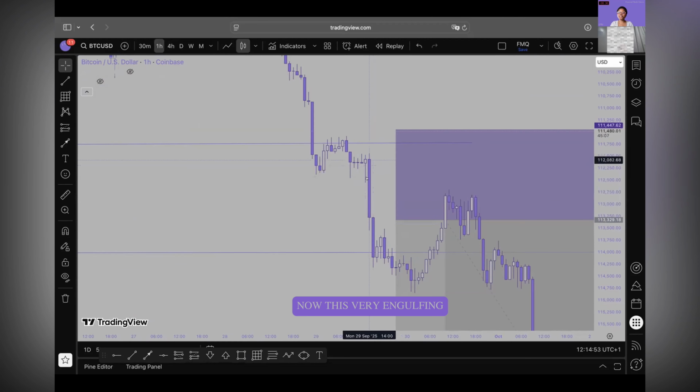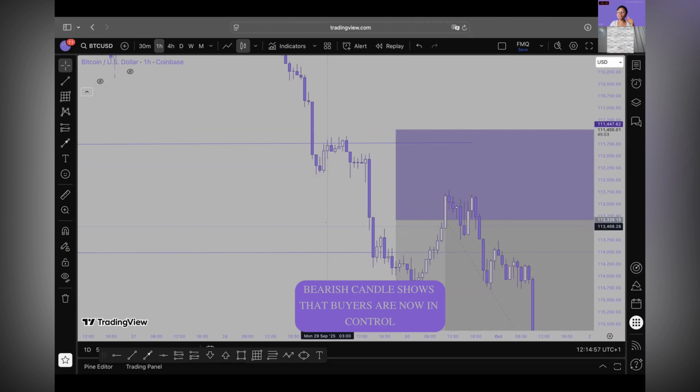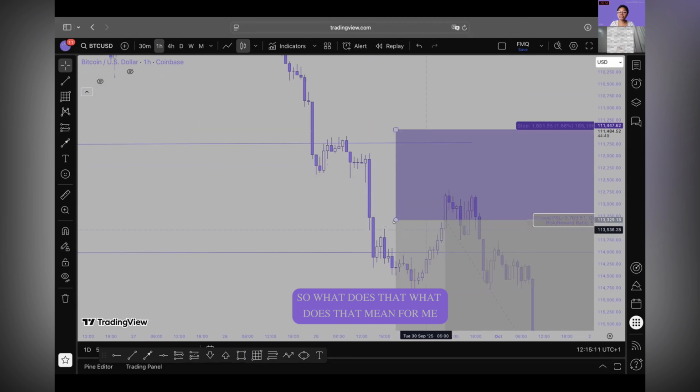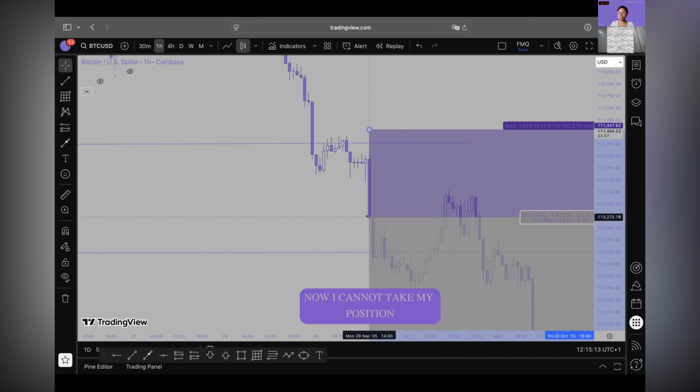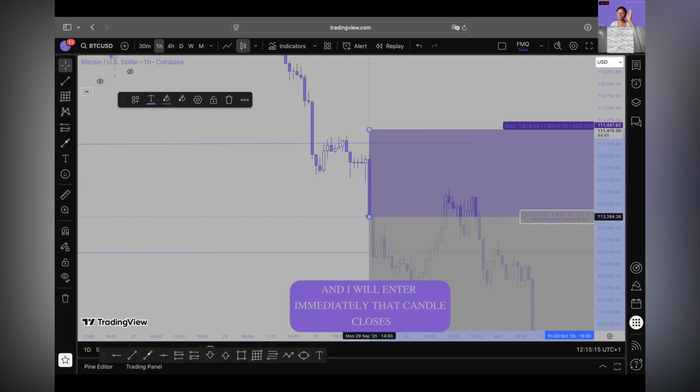Now, this very engulfing bearish candle shows that sellers are now in control. The market has switched from higher highs and higher lows to lower highs and lower lows, because it has broken structure, it has pulled back, and it has come down. It's an engulfing bearish candle showing that sellers are now in control. So what does that mean for me? That means that now I can take my position, and I will enter immediately that candle closes.